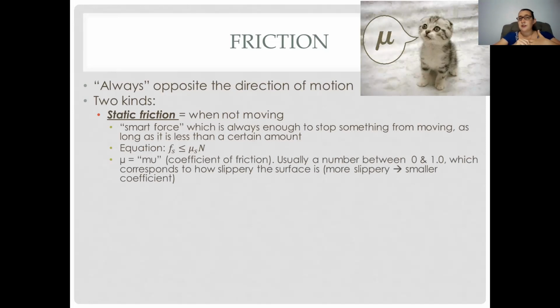Again, mu is that coefficient of friction. I mentioned briefly last week that this is a number between 0 and 1. Usually it is possible for it to be bigger than 1, and I'll hold that thought for a moment. But usually it's a number between 0 and 1, which corresponds to how slippery the surfaces are against each other. If it's more slippery and you have a smaller coefficient, it will be closer to 0. Things like skates on ice are very, very slippery, so they have a very small coefficient.